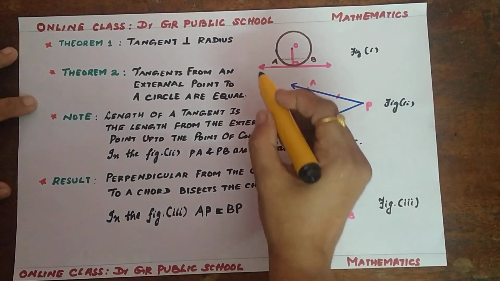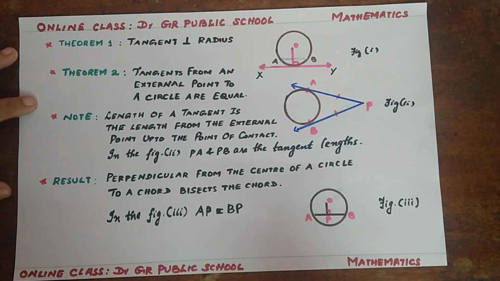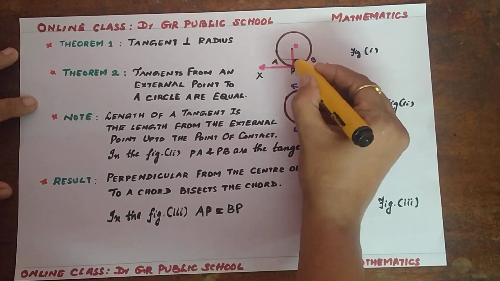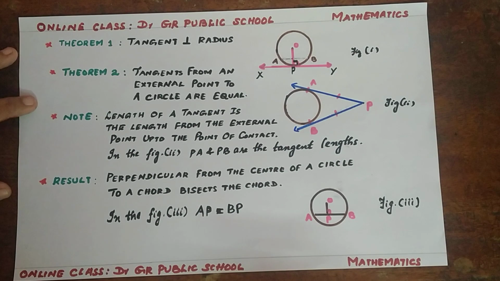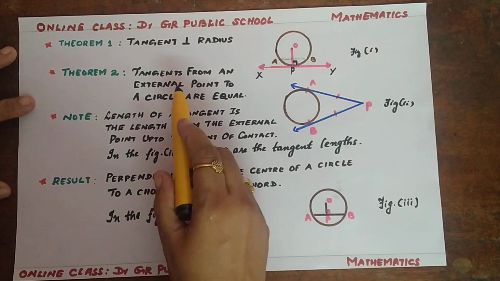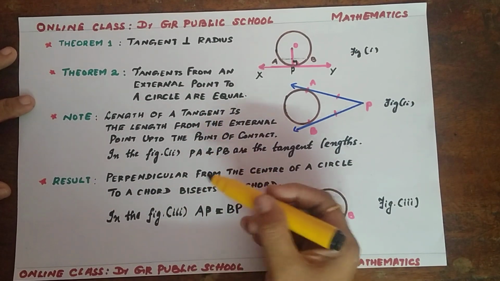Look at this one. Here, XY is a tangent to the circle. Then the radius OP must be perpendicular to the tangent at the point of contact. The point P is called the point of contact. So, through the point P, if we draw a tangent, we can say that the radius is perpendicular to the tangent. Then, theorem 2: tangents from an external point to a circle are equal in length.